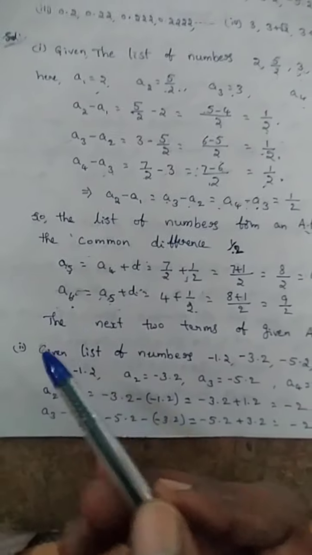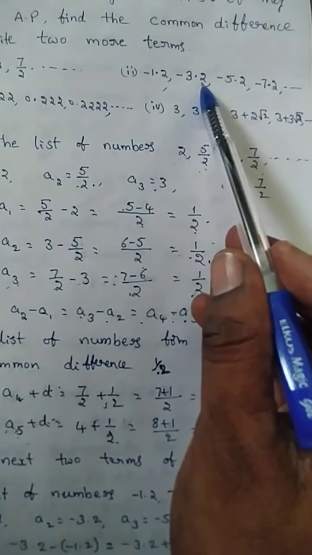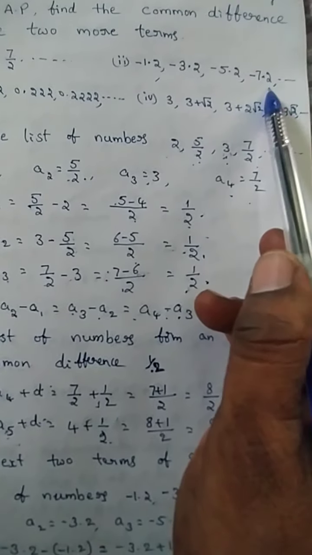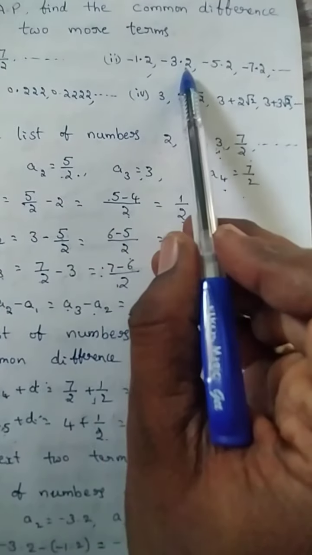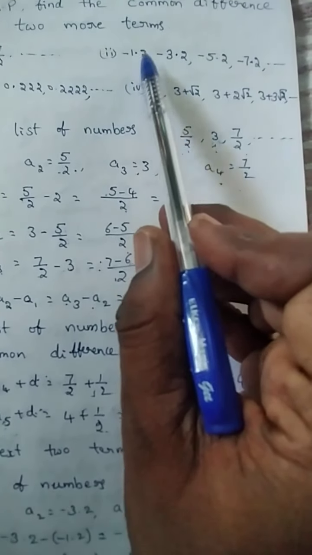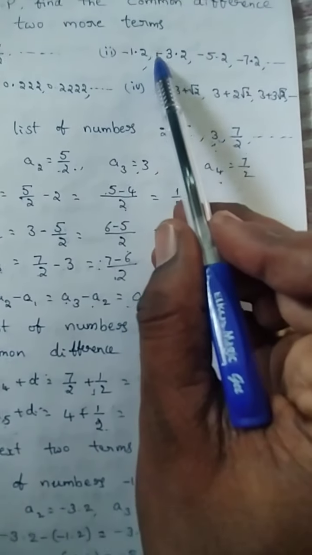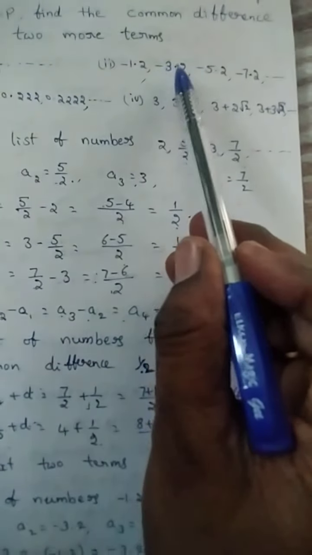The next question. What's the next question here? Minus 1.2, minus 3.2, minus 5.2, minus 7.2, and so on. Here we can observe it directly. So what is the difference here? Minus 2. Except for the first term, each and every term is obtained by adding minus 2. Then we are getting the next term.